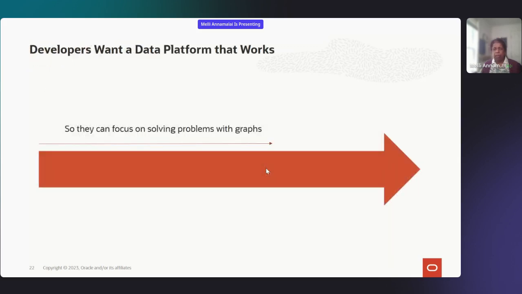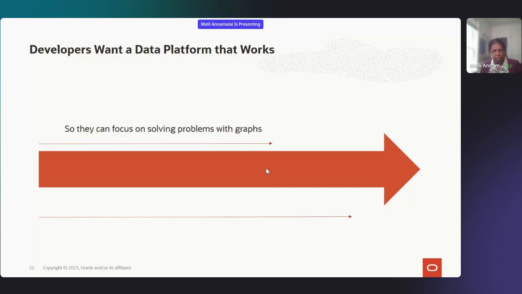Because developers, all they want is to focus on solving problems. They're not interested really in how graphs are implemented. They're not interested in understanding the ins and outs of a graph database. But they are interested in solving problems. In fact, I talk to developers all the time where they don't even want to think of it as a graph. They just want to say, okay, this is connected.